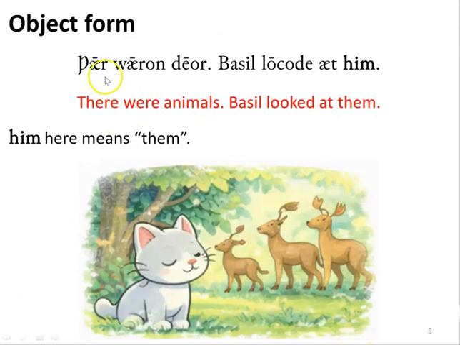Object form. Þǣr wǣron dēor. Basil lōcade æt him. There were animals. Basil looked at them. Him, in this case, is the plural, them. Him here means them. It can also be used in the singular case referring to him, a single male person.